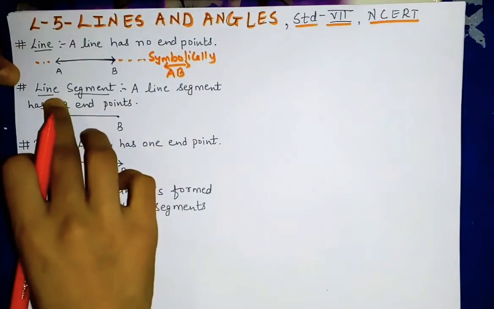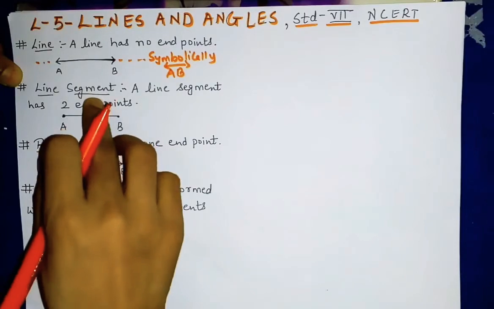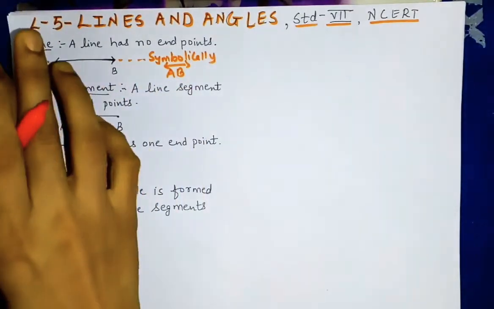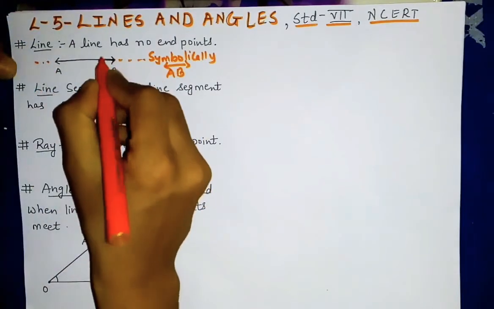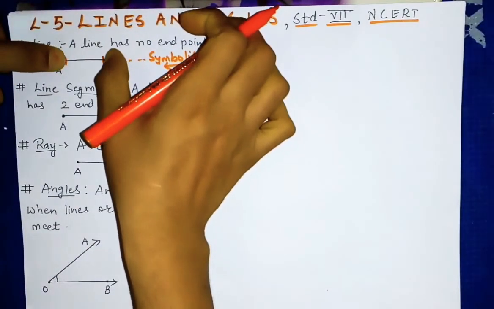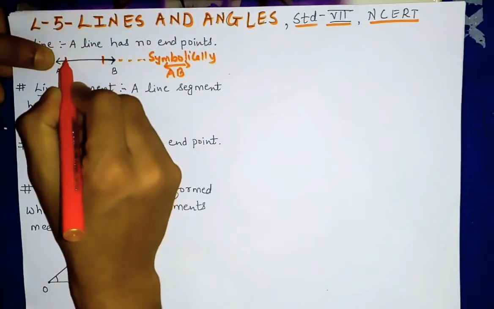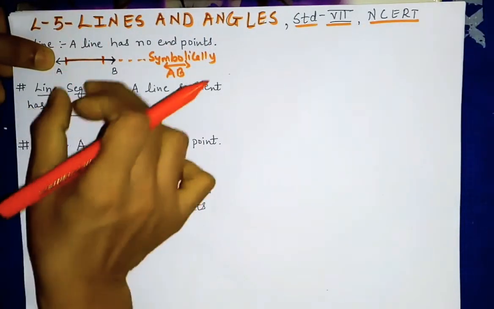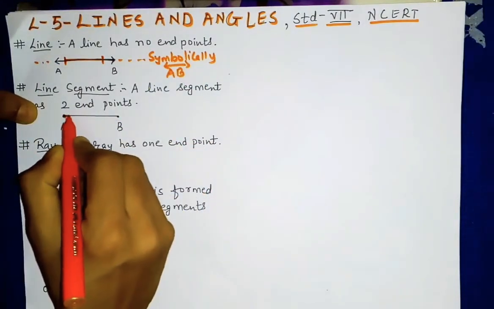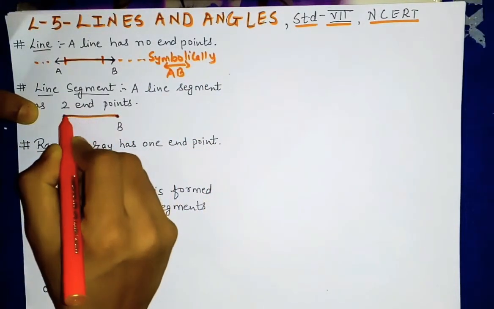Now, line segment. A line segment is a part of a line. Suppose I take a line and, with scissors, cut from here and from here, meaning I remove these two arrows. What I will get is this much part. This part that I am getting, which I have written over here, is our line segment.